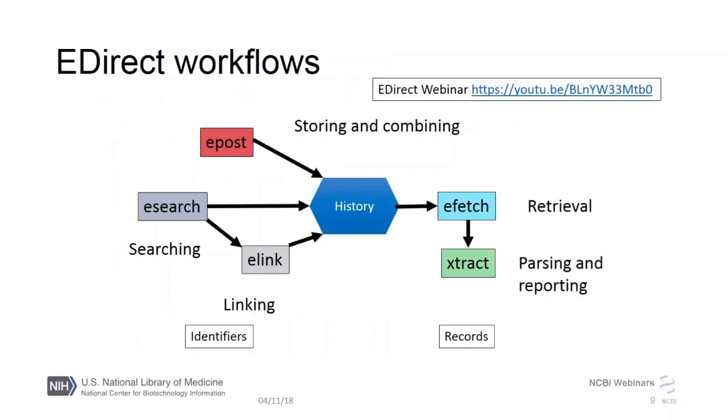Basically, here are the different programs. They all interact with something called the history server at NCBI. You post some IDs up there, and those IDs could come from a search. Then you retrieve those IDs in whatever format you want. Most commonly, that retrieval is in the form of an XML record, and you use extract to parse things out of that XML. We're going to do that today. There is a webinar on this that you can see on our YouTube channel as well.